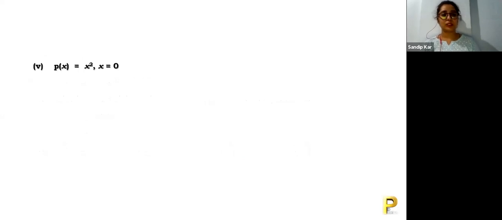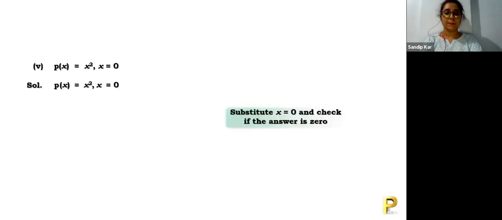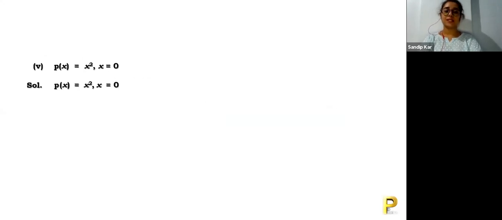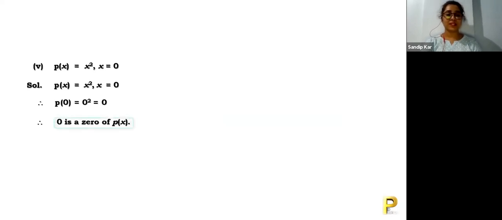So p of x is equal to x square and x is equal to 0. So in place of x, what do you have to put? 0. So let's put 0 in place of x square and check if the answer is 0. So 0 square is what? 0. So the answer is 0. So the 0 of the polynomial is 0. So 0 is the 0 of the polynomial x square.